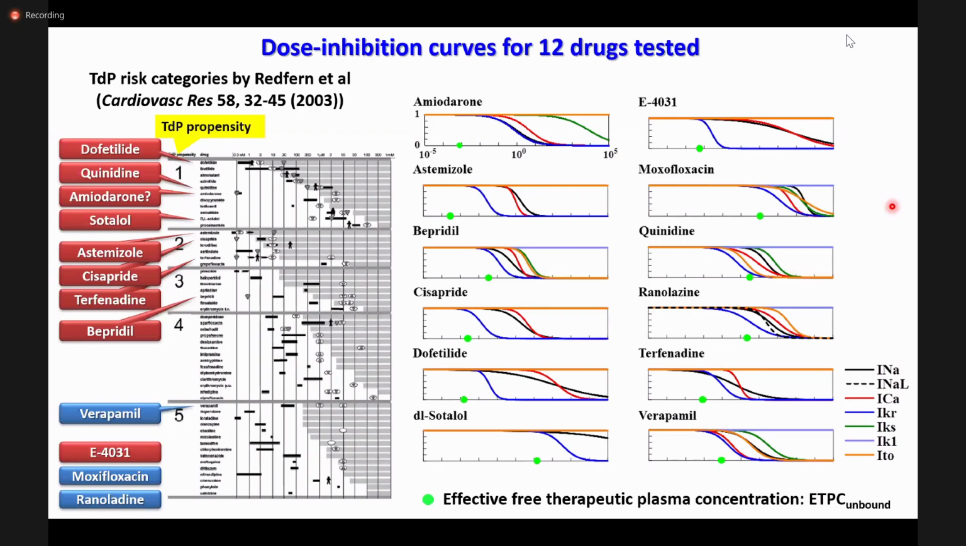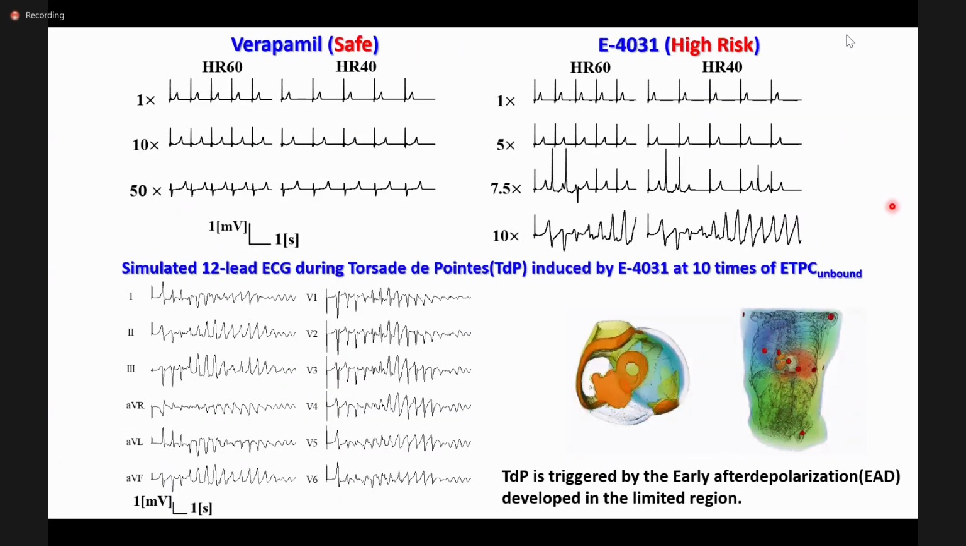We have the result. This is an example of the cardiotoxicity testing using simulator. On the upper figures, there are two rhythm beats ECG under various drug concentration at heart rate 60 and 40. In the case of verapamil, it is known as a safe drug. As drug concentration was increased, the QT interval prolonged. However, we cannot observe the generation of arrhythmia.